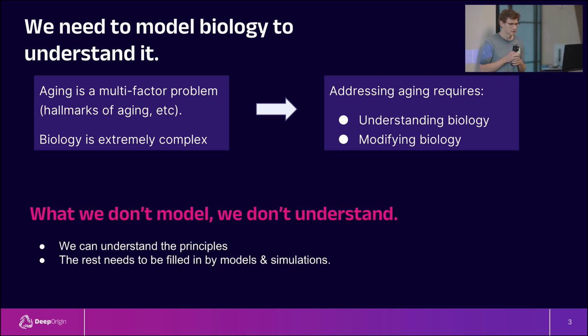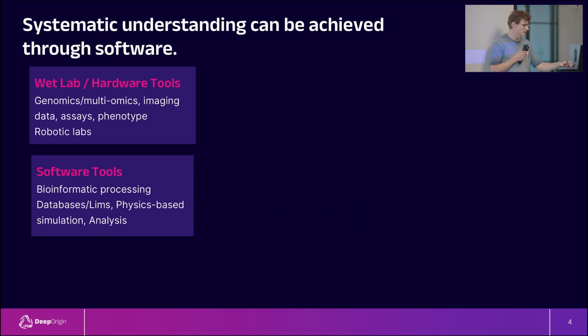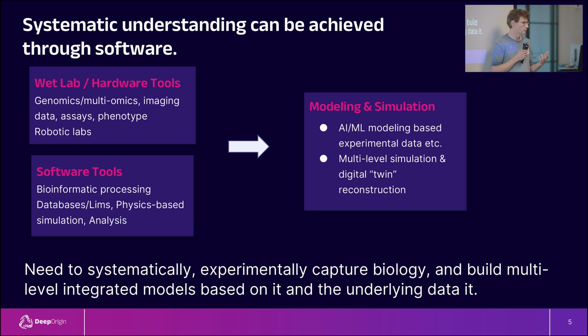And ultimately, what we want to do is be able to understand biology and make changes and actually see what effects they have. And the reality is, as humans, we can only understand the principles. Everything else needs to be filled in with modeling and simulation. And for this, we really need both software and wet lab to collaborate. And ultimately, the results will be seen in the models and software.